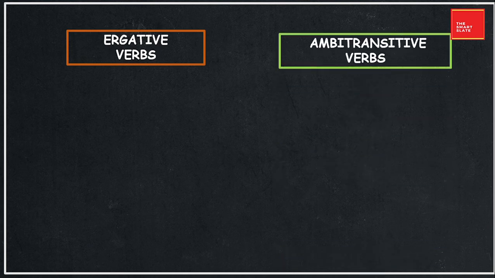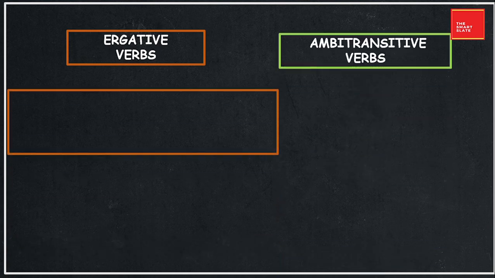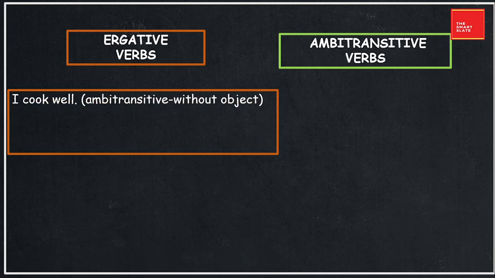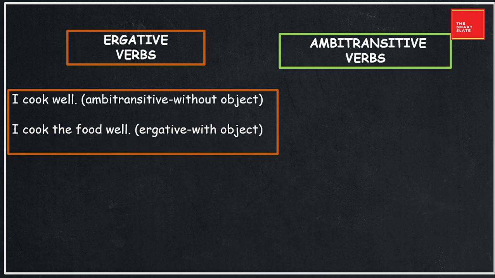We'll look at the examples again to sum up what we have learned so far. I cook well. Here it is an ambitransitive verb because it is used without an object. I cook the food well. The food is the object, so yes, it's an ergative verb. The food cooked. The subject and object got changed, which means we have changed the voice. Still the sentence makes sense, so I can confirm it is an ergative verb, but it is also an ambitransitive verb.